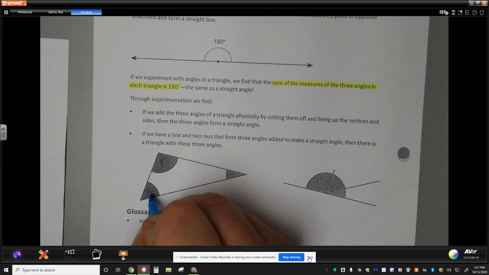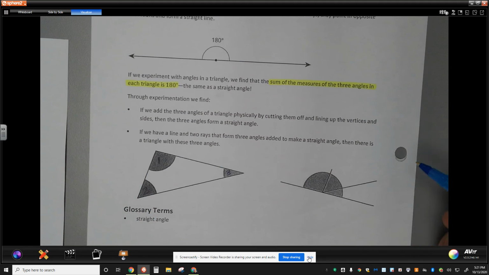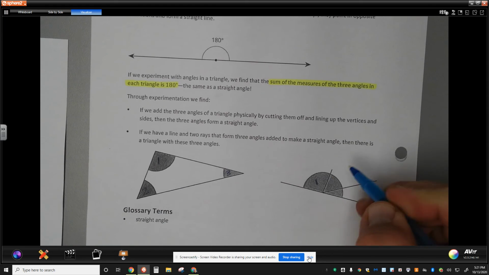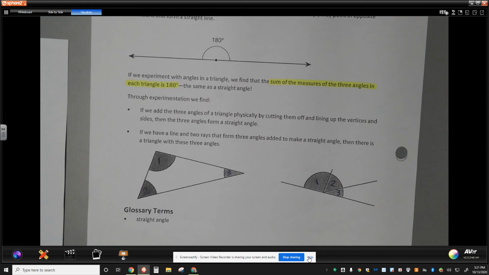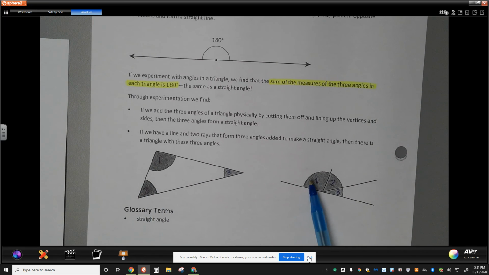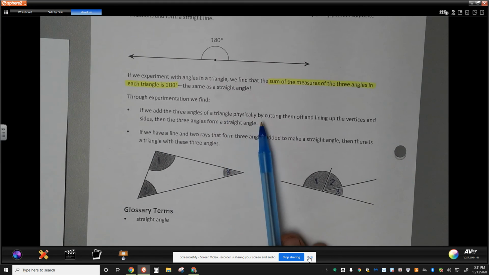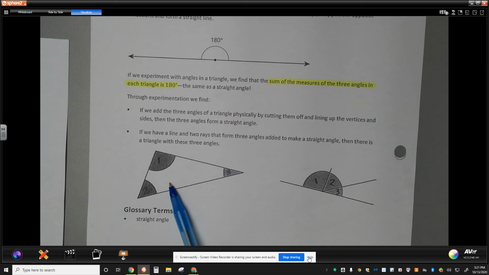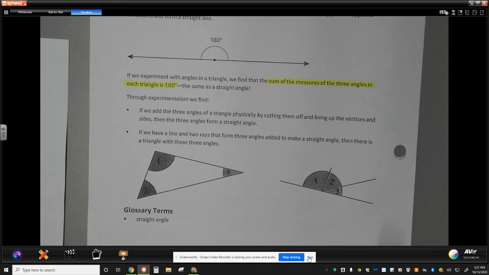That experimentation, when we look at these pieces and we look at this as angle 1, angle 2, and angle 3, when we add those 3 angles in here, we saw that that was angle 1 here, angle 2 here, and angle 3 here. So we make that connection between the interior angles of a triangle being added together to make a straight line. So make sure to go back through these. If we physically cut them off of the triangle, and line them up on a single vertex, we find that they make a straight line or a straight angle.